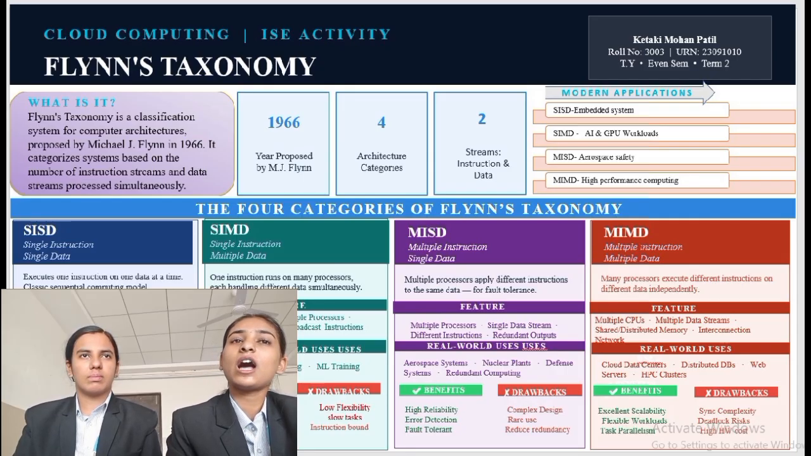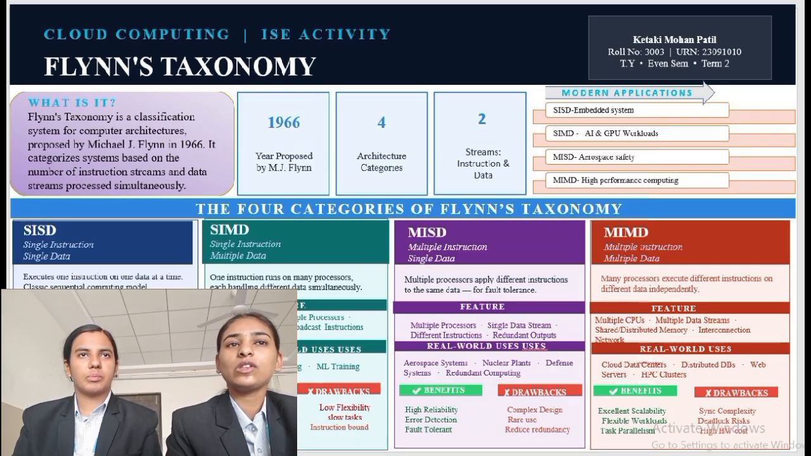Basically this architecture is required for reliability and safety. In a real-time example, suppose there is an aircraft system and we want to check some data, then this architecture is used for that. Then again, nuclear plant monitoring systems and defense systems also use this kind of architecture. So it's like double checking, right? Yes. Actually multiple checking.